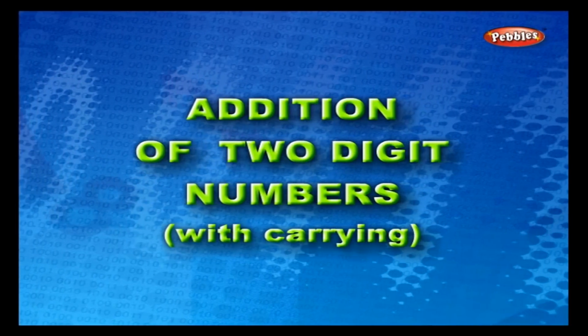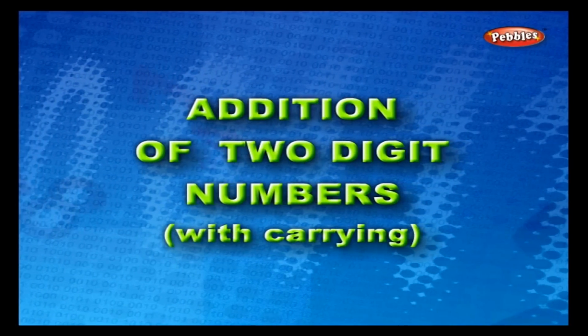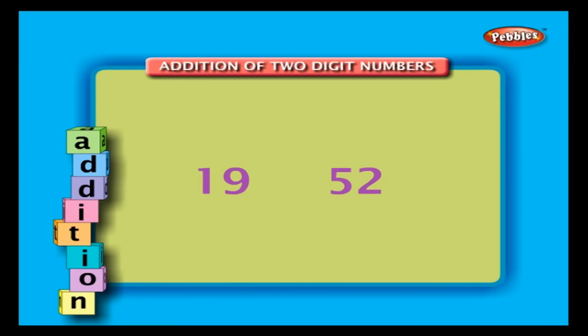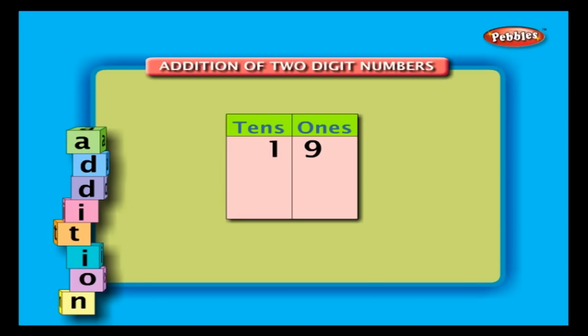Addition of two-digit numbers with carrying. Let us understand this with some examples. Example 1. Add the numbers 19 and 52. Arrange them in columns. Add the ones column. 9 plus 2 is equal to 11.